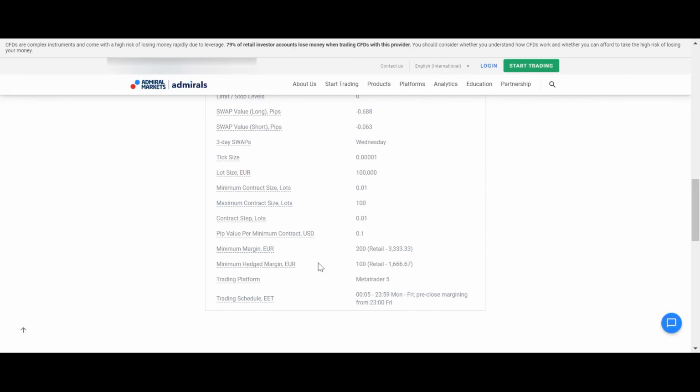Moreover, you can see here minimum margin and minimum hedged margin that shows the amount of funds required to open and maintain one lot position with the lowest margin requirements. Below, you can find the trading schedule for each instrument, which is reflected in Eastern European time.